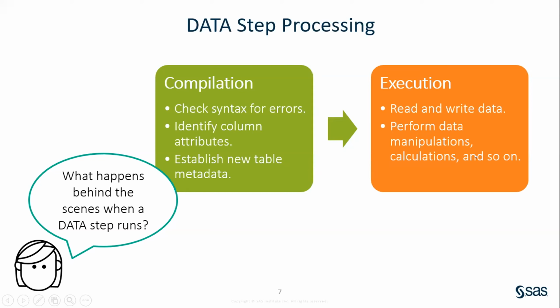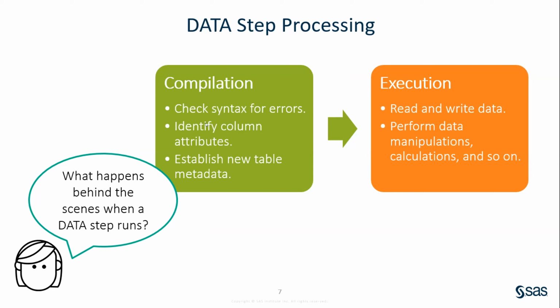Once compilation is done, execution moves ahead, which starts creating the data portion of your data set. If you remember, we learned earlier that a table or a data set consists of two portions, descriptor and data portion. In the compilation phase, it creates the descriptor portion of your new table, and in the execution phase, it creates the data portion of your new table, where it reads and writes data, performs data manipulation, calculations and so on. So what happens behind the scenes when your data step runs is two phases, compilation and execution. Please note down: compilation is the phase of your data step which creates the descriptor portion of your data, whereas the execution phase creates the data portion of your data.